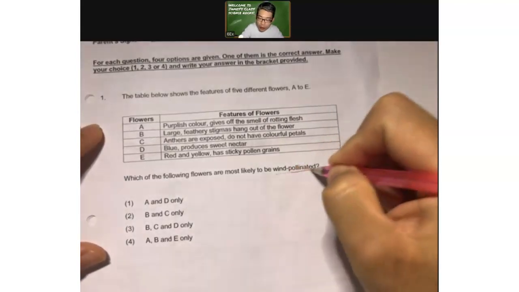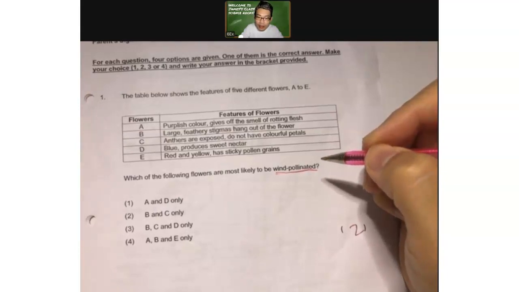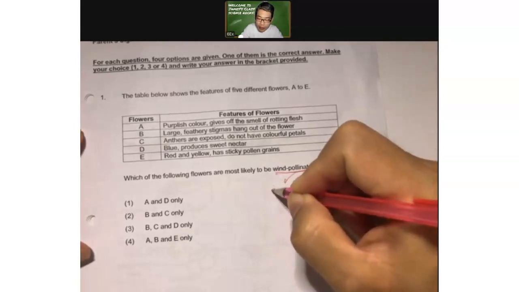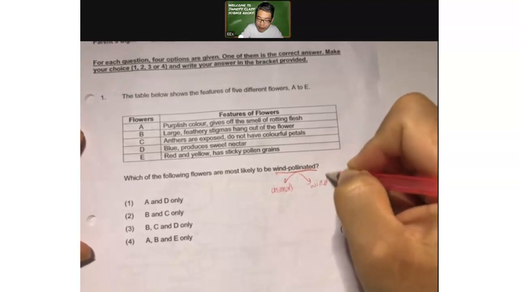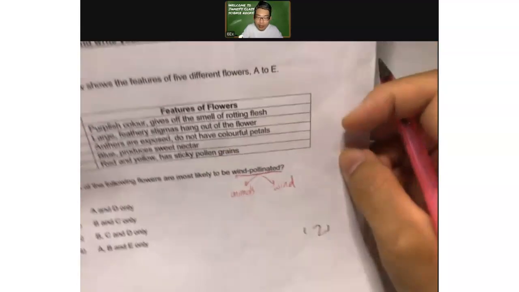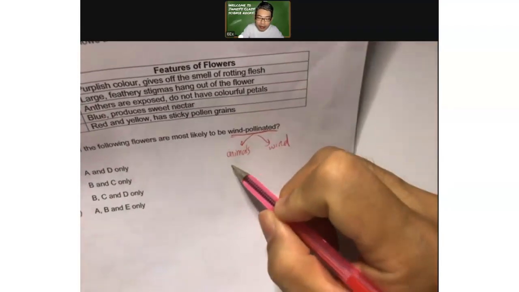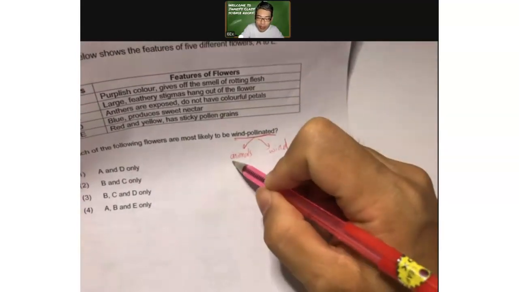Now, first thing, do not be confused with seeds dispersed by wind. This is about pollination, not about dispersal. For pollination, there are usually two kinds: by animals and by wind. If the pollination is by animals, that means the flowers need to be able to attract the animals in the first place. How do I attract them?